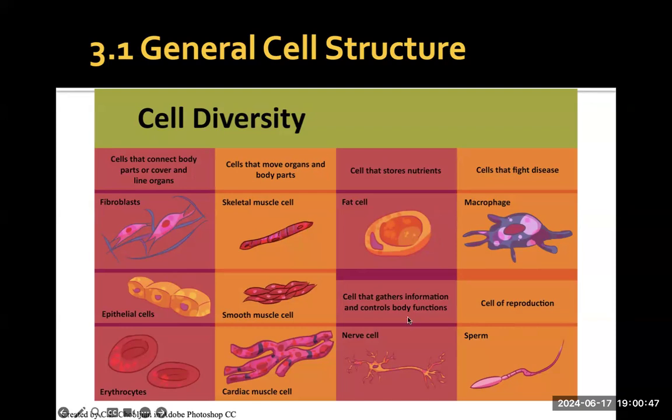We also have cells that gather information and control body function. These are going to be called our nervous cells or nerve tissue, right? They're going to send and receive signals. So this would be a neuron.